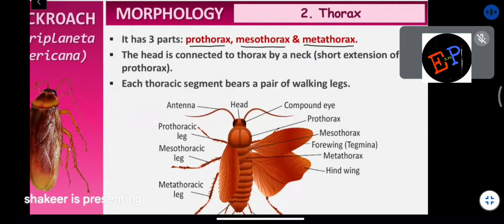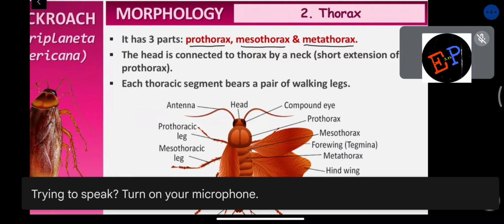One is prothorax, second is mesothorax, and the third is called metathorax. The prothorax is the region to which the head is connected, and to the prothorax the mesothorax is connected, and to the mesothorax the final thorax, called metathorax, is connected. Are you able to understand? This prothorax gives a very small region which is also called the neck, and to this neck-like structure the head of the cockroach is attached.